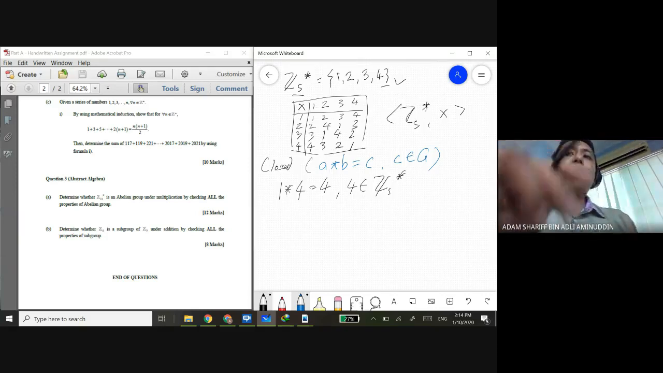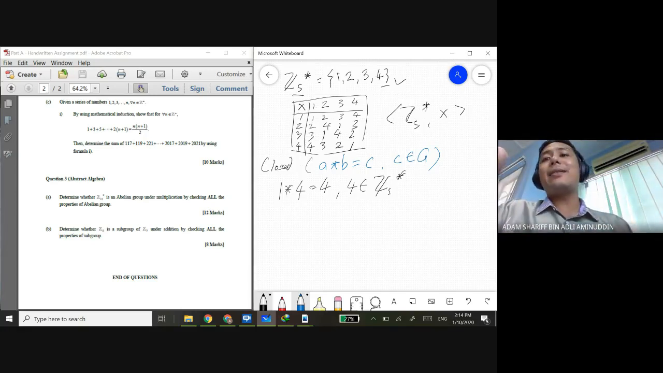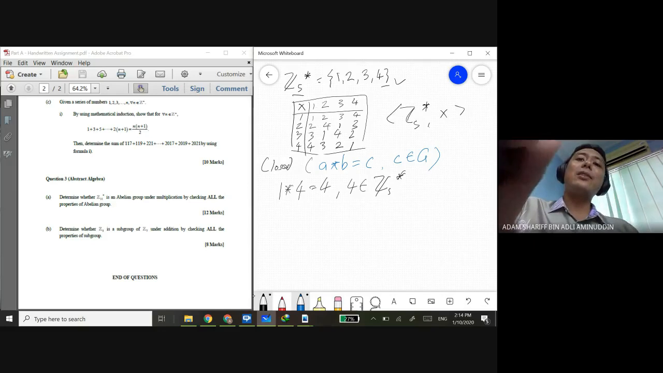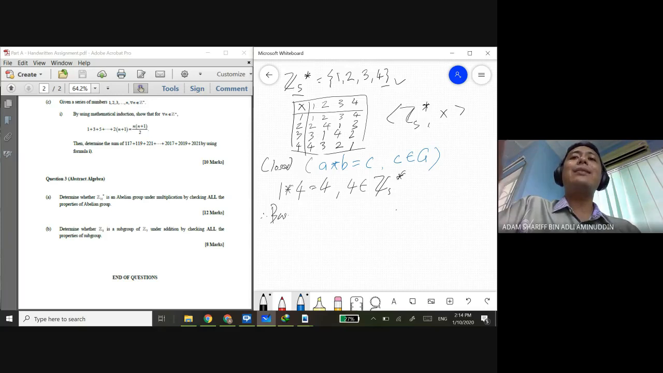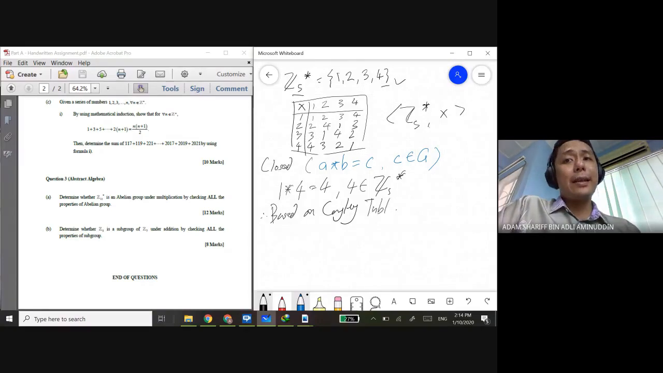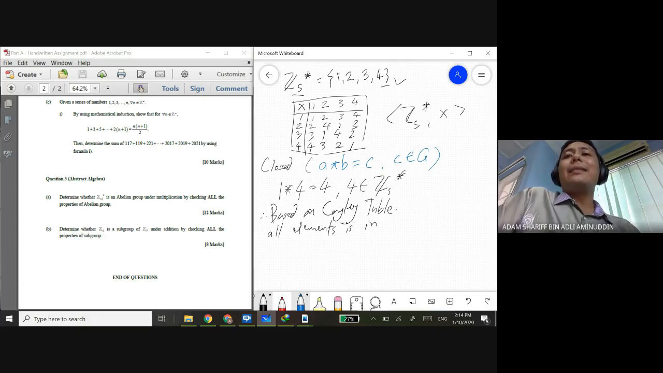You have many combinations of AB. You don't need to show 16 of these elements, new elements to be in the same G. That's why I say it's sufficient for you guys, suppose that your Cayley table is correct. It's sufficient if you say that based on Cayley table, your Cayley table must be right first. Kalau salah, salah lah. Based on Cayley table, all elements tak payah complicated, tak payah formula untuk you kan. Based on Cayley table, all elements is in Z5 star.